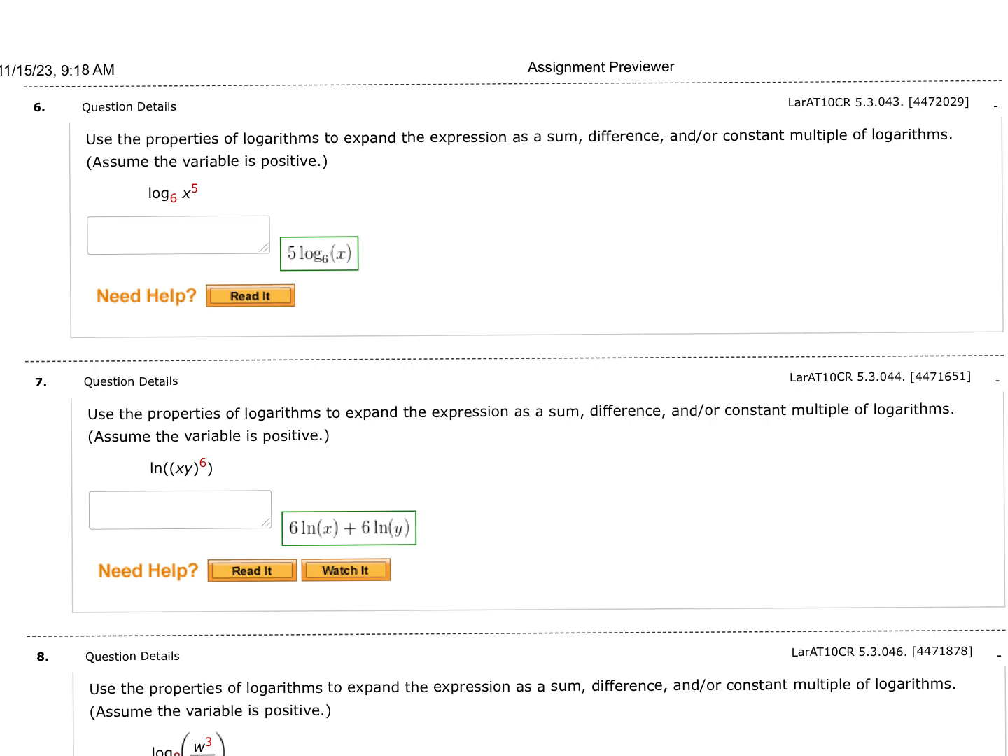So same thing, and what we're going to do is anytime you have an exponent here, you can actually move it to the front. So this is just the 5 times the log of x base 6.